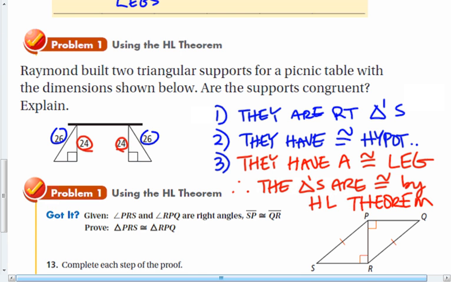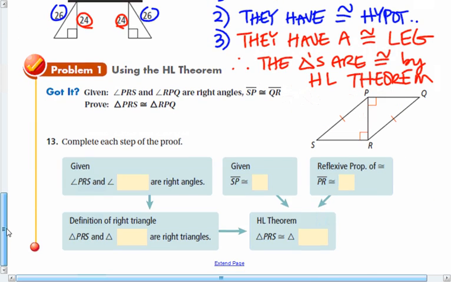All right. Next thing we're going to do is, well, here, I'll let you do that. Go ahead and do this proof, see if you can fill in the correct answers.